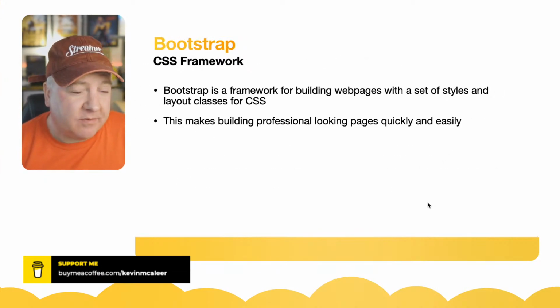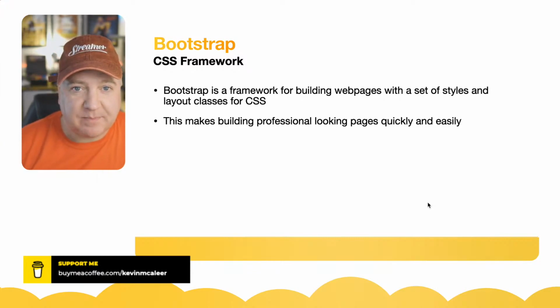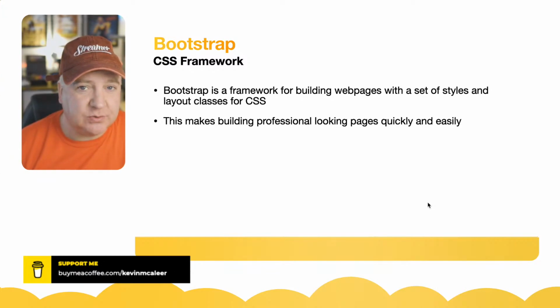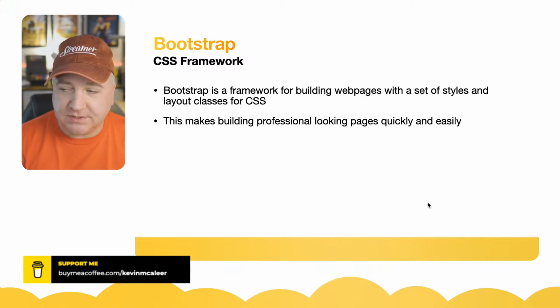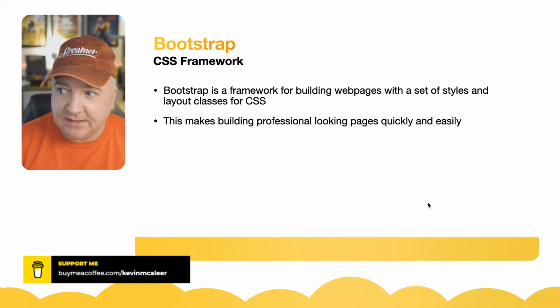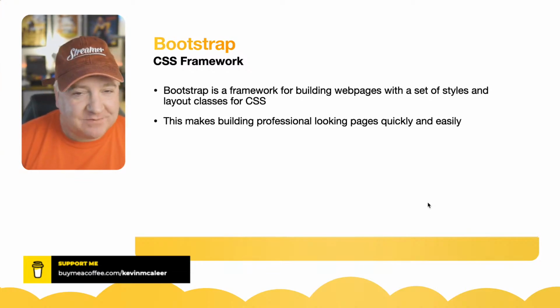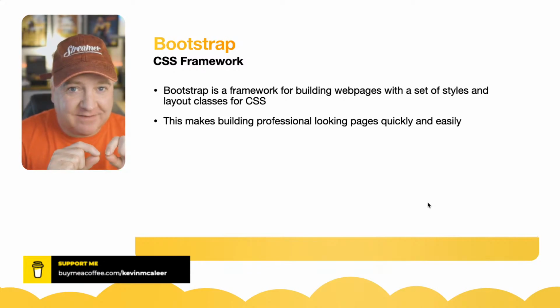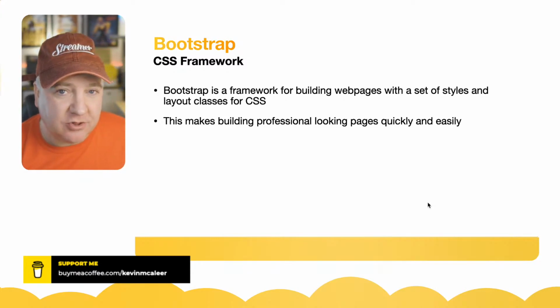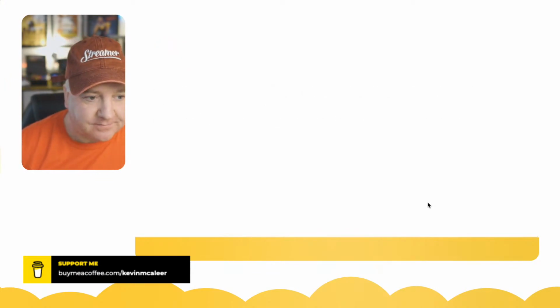And then we talked at the very beginning there about Bootstrap. So Bootstrap is a cascading style sheet framework for building web pages, and it's a set of styles and layout classes for CSS. So it's very easy to do things like create columns or rows, or if you want to stylize text in a particular way or work with tables. It's very good for doing all these kind of things. Things like navigation bars, we'll build out one of those as well today. Makes a very professional looking web page very quickly and very easily.